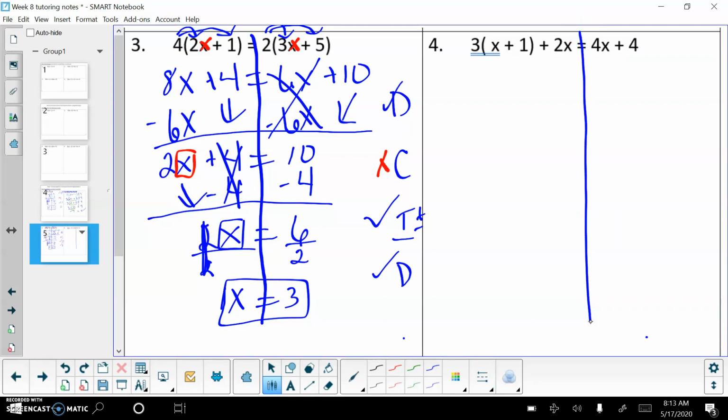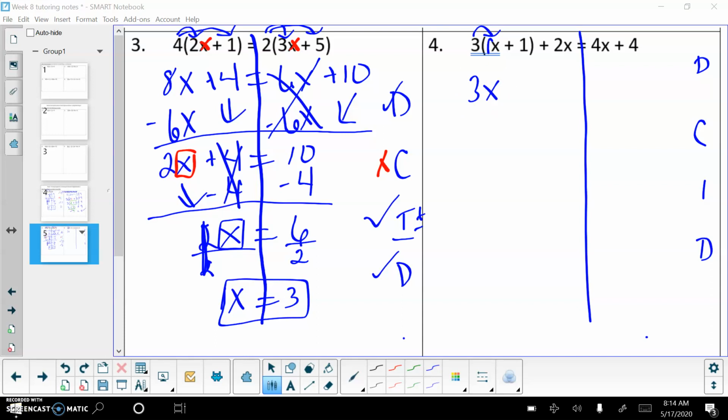Okay, this one also has a distribution, but it's going to go through all the DSID steps. I'm going to write them all down here. Okay, there's no number in front of the X, so I'm going to put a 1 there, and I'm going to start my distribution. 3 times the 1x, so 3 times 1 is 3x.